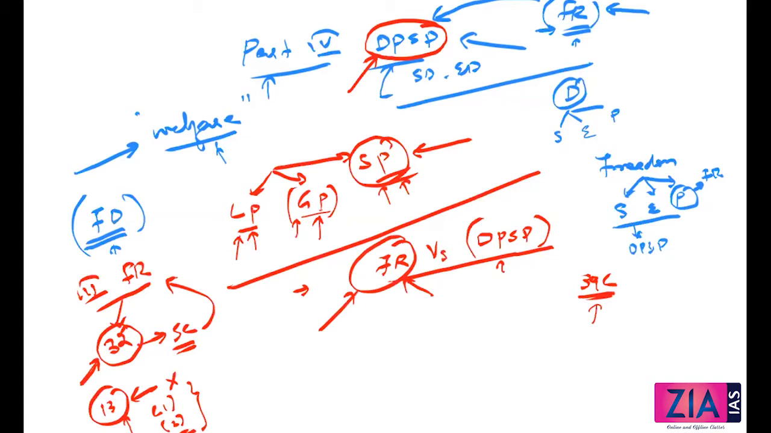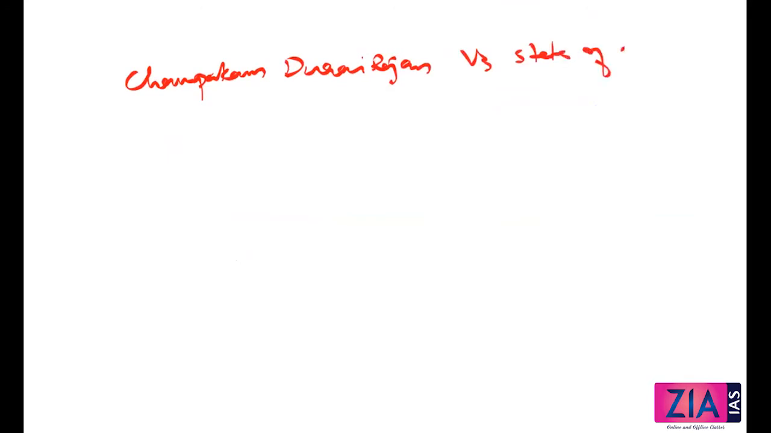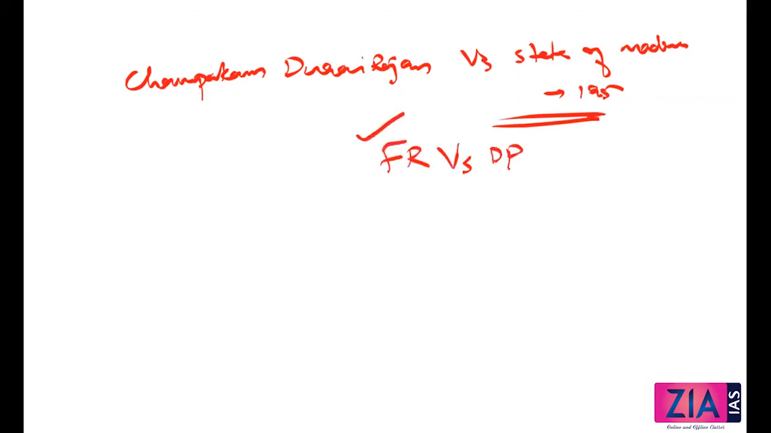Now there are different case laws talking about fundamental rights and DPSP. The first case, ultimately, is Champakam Rajan versus State of Madras, in 1951. It was held that DPSP cannot override fundamental rights. If there is a conflict between fundamental rights and DPSP, who will survive? The fundamental rights will survive. The fundamental right will prevail if there is a conflict between these two.